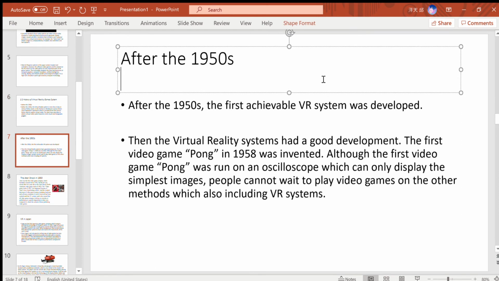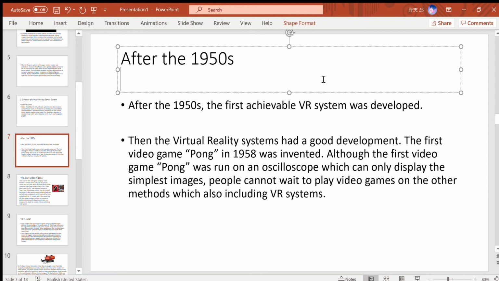After that, the first achievable VR system was developed. Morton Heilig wrote in 1955 of an experience theater that could encompass all the senses in an effective manner, and in 1962 he built a prototype of his vision. Then the virtual reality system had a good development.